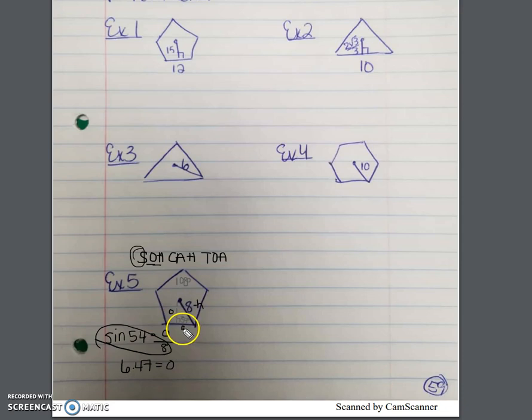Now to find my adjacent side, I need adjacent and hypotenuse. And that's going to be my cosine function. So I'm going to have cosine of 54 degrees equals my adjacent side over 8. It's similar to the sine one. That means I need to cross multiply. And I get 4.70 is equal to my adjacent side. Now from here to here is 4.7, which means my entire side length is going to be 9.4.